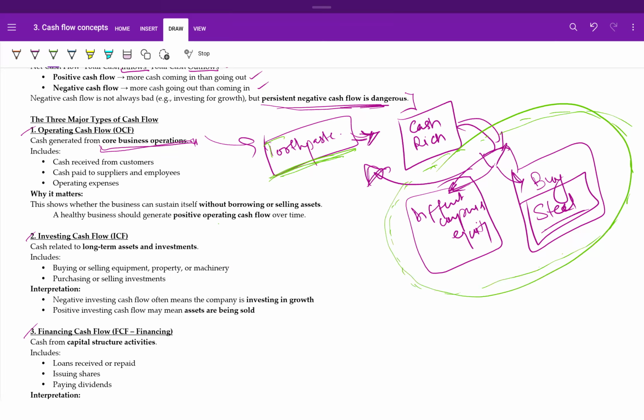That's why if you can see here, cash received from customers, cash paid to suppliers and employees, and operating expenses, these are just a few of the line items, just so that you can get an impression of what I'm trying to convey here. These are the things which I am discussing. Purchasing or selling investments is a part of cash flow from investing activities.